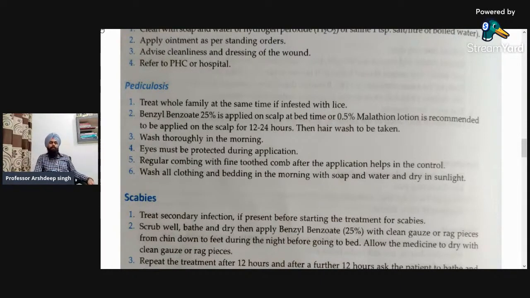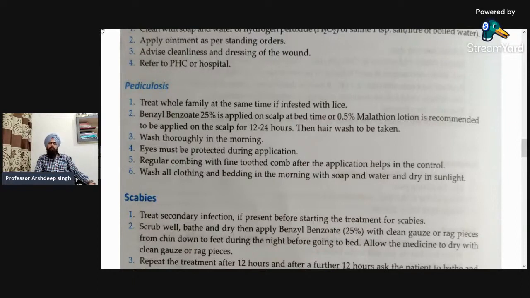The second is benzyl benzoate 25%, applied on the scalp at bedtime. The lotion is recommended to be applied on the scalp for 12 to 24 hours. Then a hair wash has to be taken. So 12 to 24 hours is the time period for which we apply the benzyl benzoate lotion. After that, we have to take a bath.